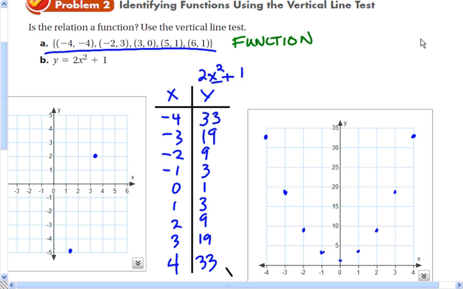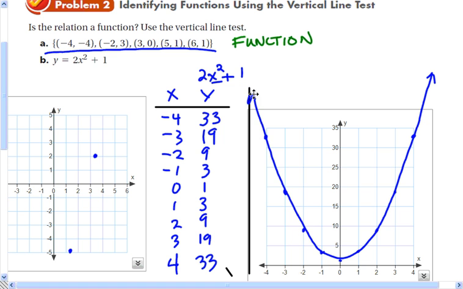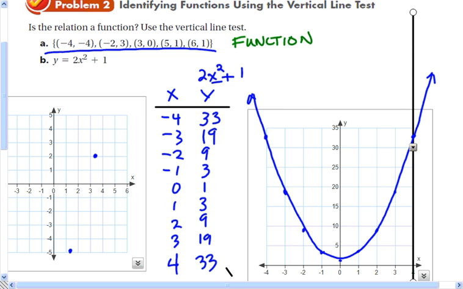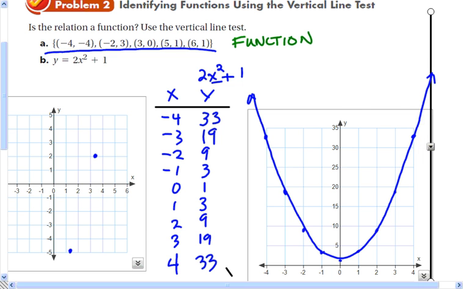Since my domain for this value is really all real numbers, I'm going to connect the dots because we could have values in between these also. Put arrows on the end, that would continue. Now I'm going to borrow my vertical line, and if that touches the line in more than one place, then it's not a function. And we can see that it would only touch it in one place.